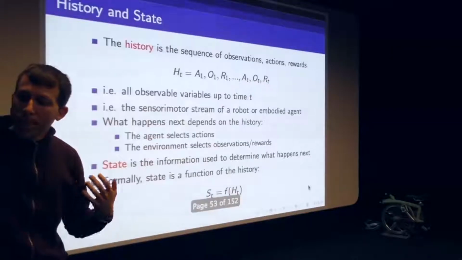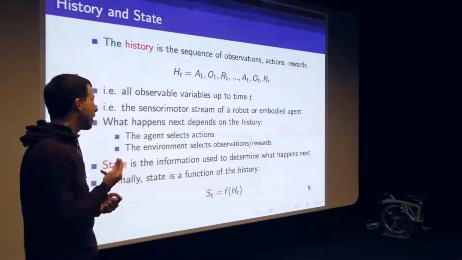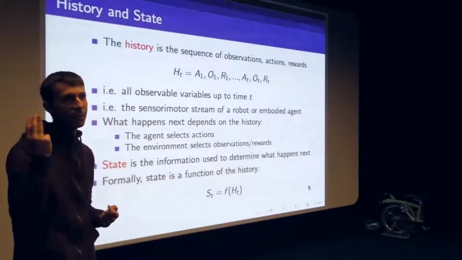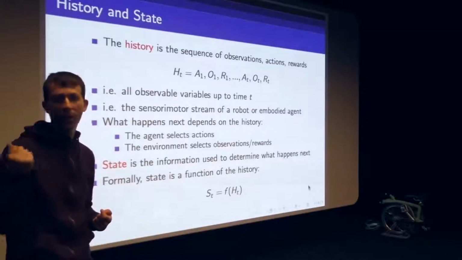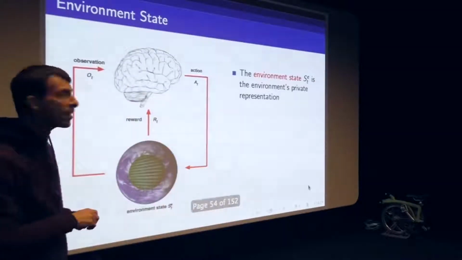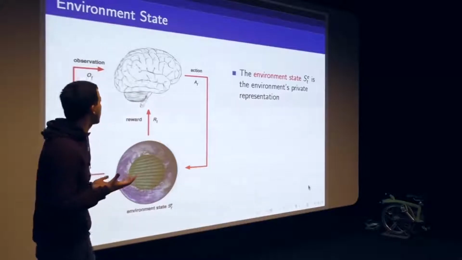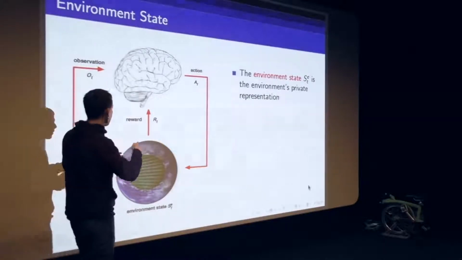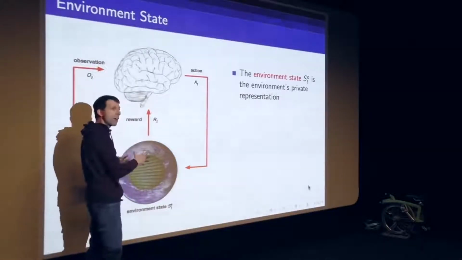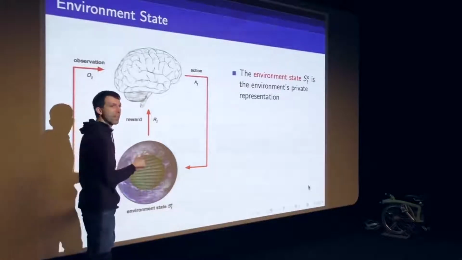Okay. But there are many different definitions of state, and what I want to pick apart now is at least 3 different definitions of state, to understand what they really mean and how they relate to each other. The first definition is what we call the environment state. The environment state is basically the information that's used within the environment to determine what happens next.